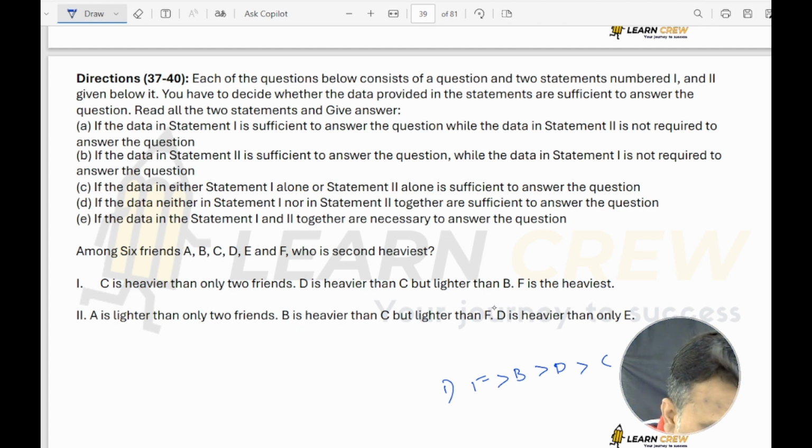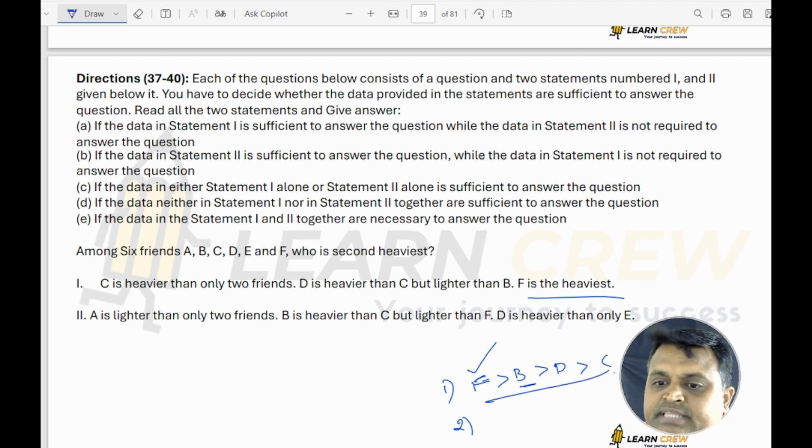With the help of only one, can you answer who is heaviest? Who is heaviest? Heaviest is F. Now the second one. Who is second heaviest? B. Because F is greater than B, greater than D, greater than C, it is fixed. And these two places have to be either E or A.